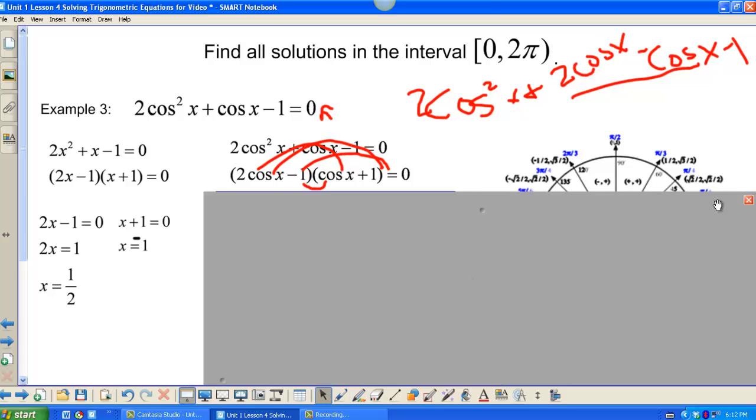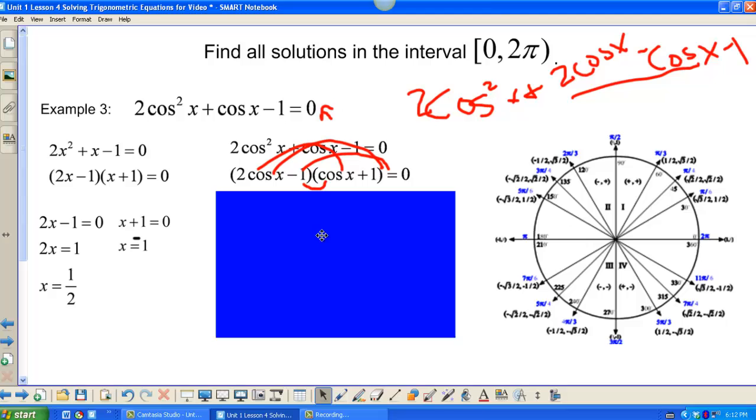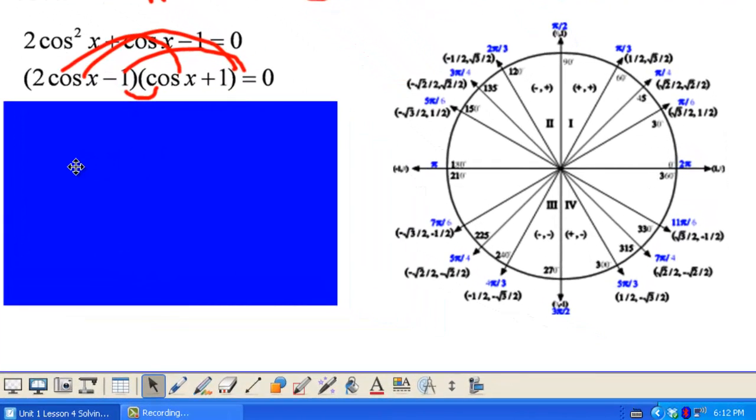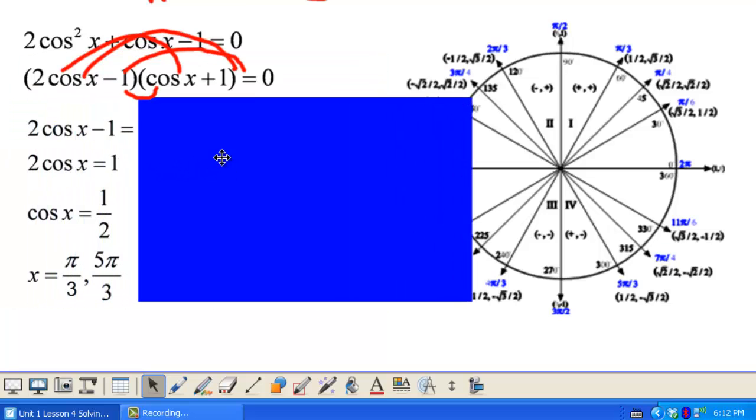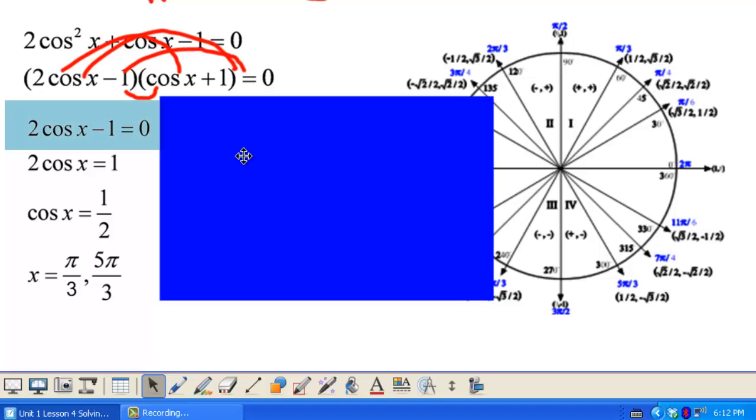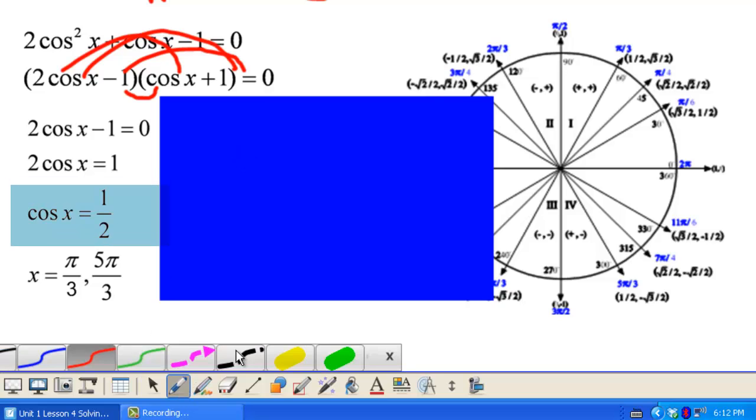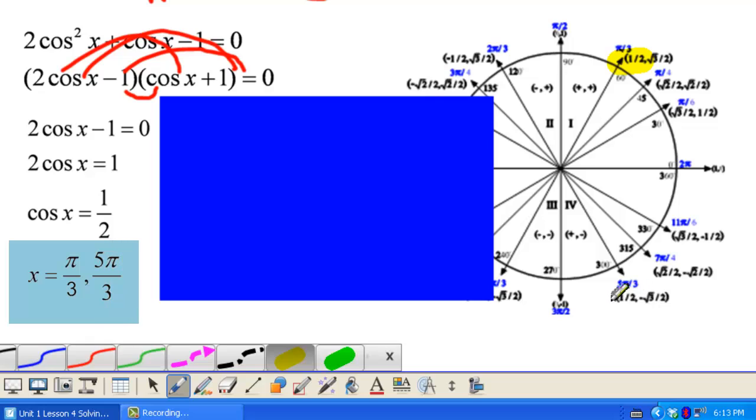So now I'm just going to set each of those factors equal to 0 using the zero product property, just like I did with the regular quadratic. So let's look at 2 cosine x minus 1. 2 cosine x minus 1 equals 0. I would add 1 to both sides, then divide by 2. And then I need to go to the unit circle and find places where I have an x coordinate that is 1/2. So that is going to occur here at pi over 3, and it's going to occur again here at 5 pi over 3.